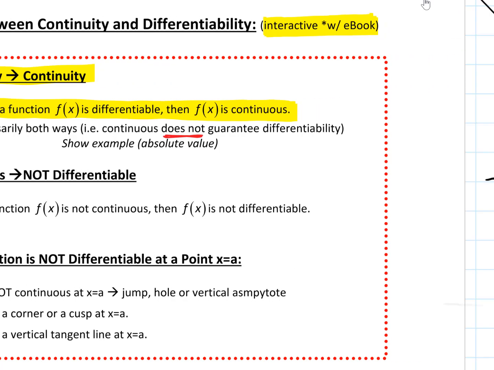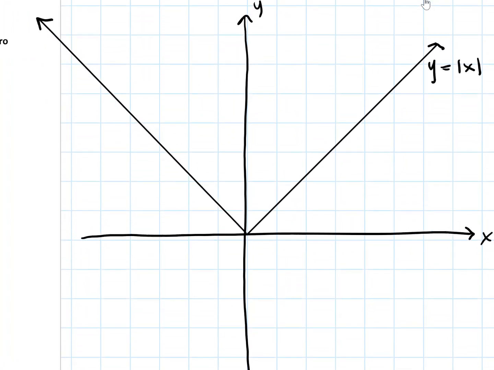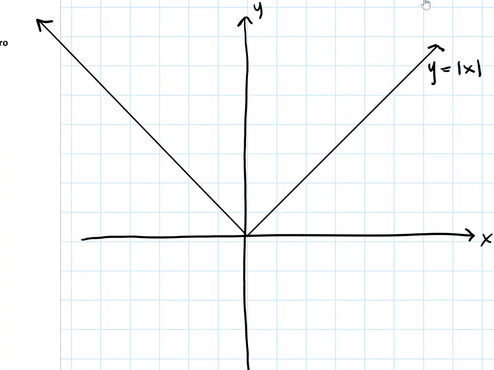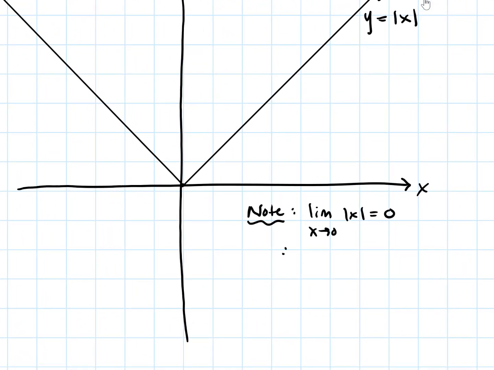We just looked at the absolute value. I just redrew it here so we could talk about it. This function is continuous everywhere, because at every single point there is a limit. So just real quick, let's make a little note here. Note that the limit as x approaches 0 of the absolute value of x is in fact 0. And therefore, this function is continuous. There's that one breakpoint that we'd have to be concerned about.